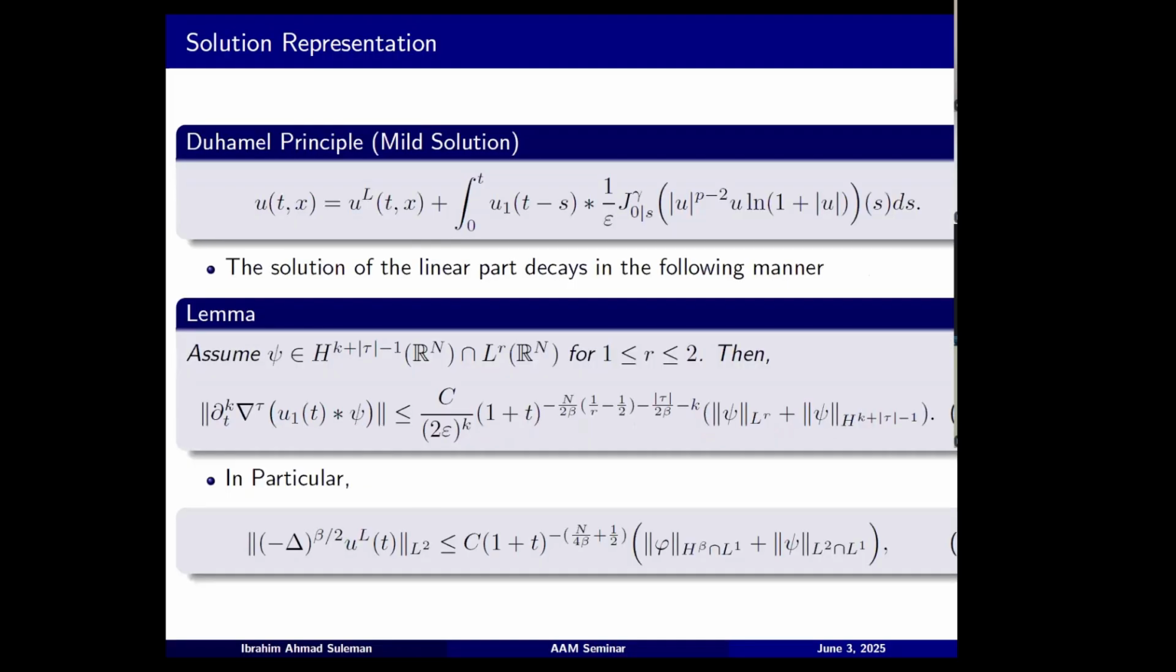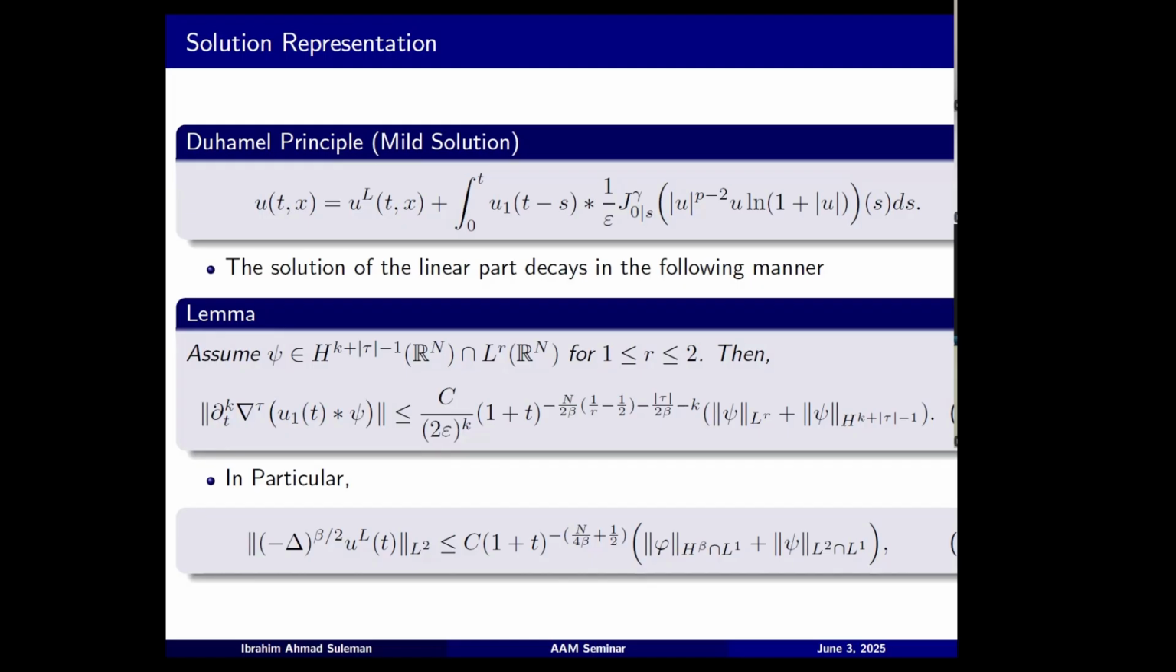So we put together what we call a mild solution using Duhamel's principle. We define it by taking the solution of the linear part, the homogeneous solution, which we call u_L. Then we add a particular solution. This is from Duhamel's principle, where you convolve in space and time with the nonlinear term.